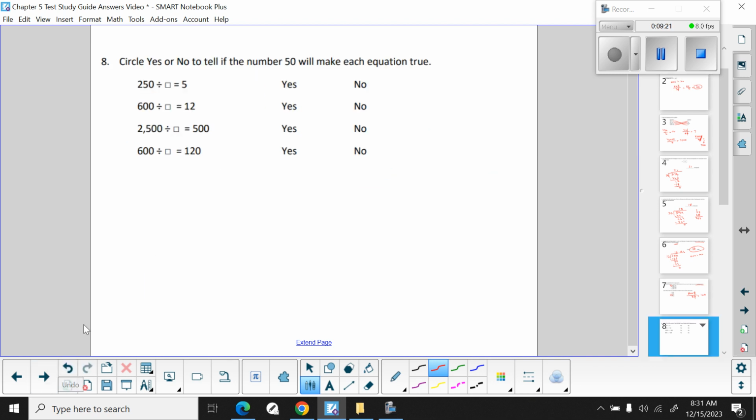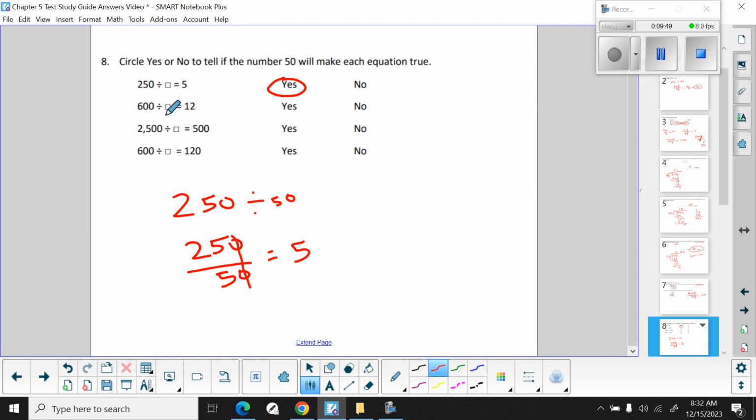For number 8, tell whether 50, circle yes or no, to tell if the number 50 will make each equation true. So I have 250 divided by 50, right? So I actually should write it this way, 250 over 50, cross out. That really is the same as 25 divided by 5, which is 5. So yeah, that one does look like it makes sense.